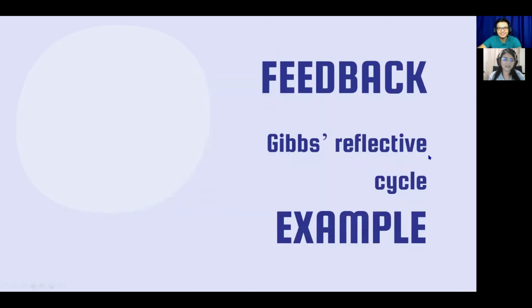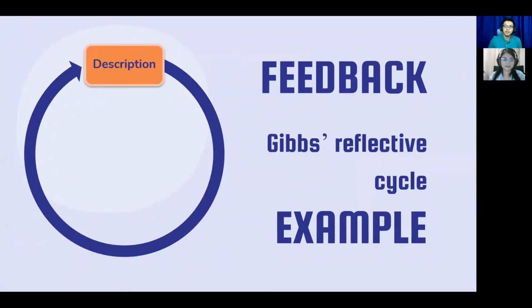Let's now move to the feedback session. Let's have a feedback session. Hayden, talking about the experience before, we will analyze that event. Can you describe the event that we are analyzing?